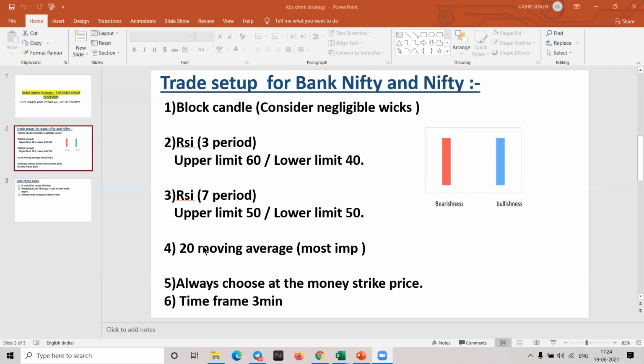Then we use two indicators. One is a moving average, one is an RSI indicator. I'll explain these two indicators first, and then we'll move further. The time frame I've already told, we use 3 minutes. And we use at the money strike price here. These are the few things regarding the strategy.